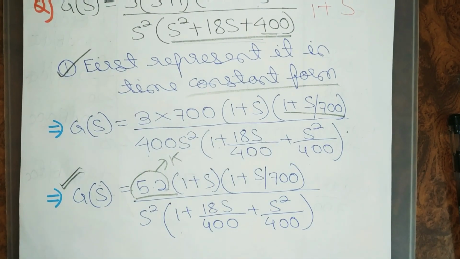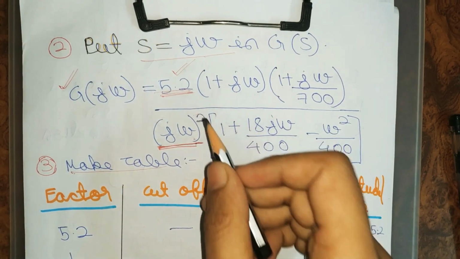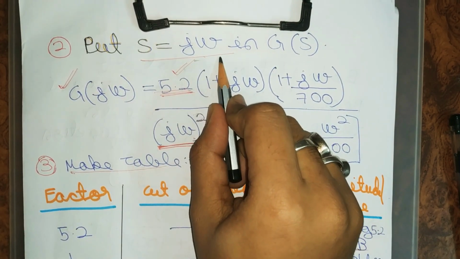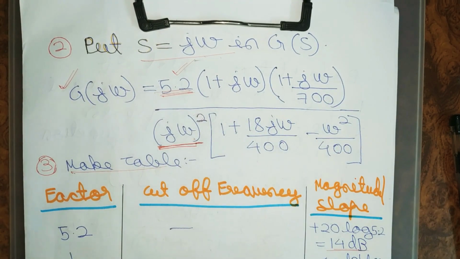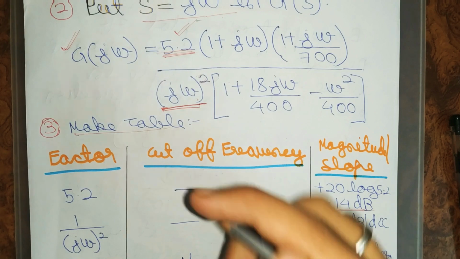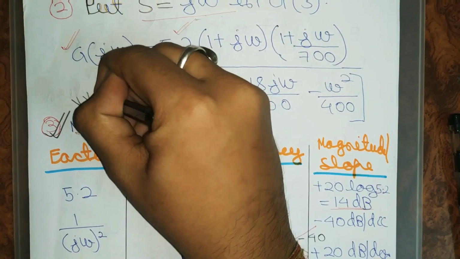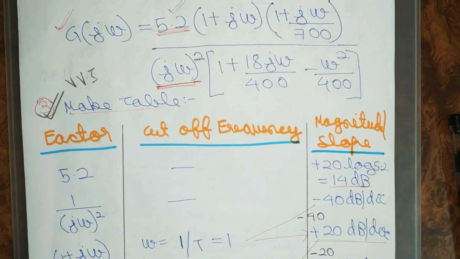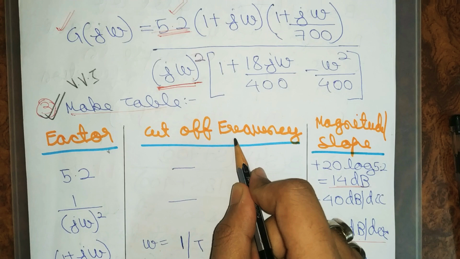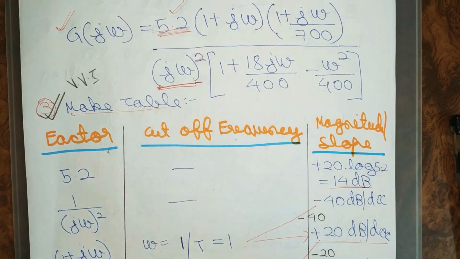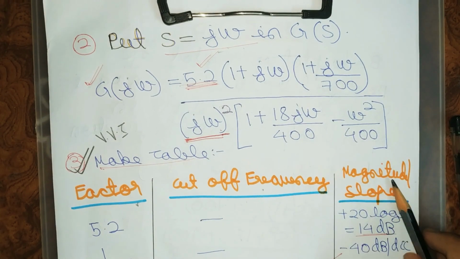Again, you have to put s equals j omega in this equation and simplify like this. And the third step is very important, VVI: you have to make 3 columns. One is for the factor, another is for the cutoff frequency, and the other one is for the magnitude or slope. So first I am starting with the constant k.